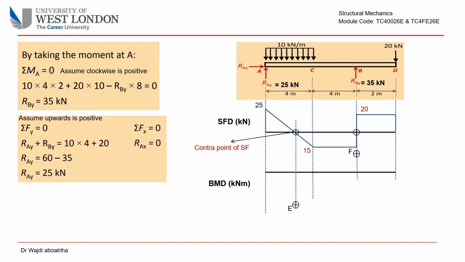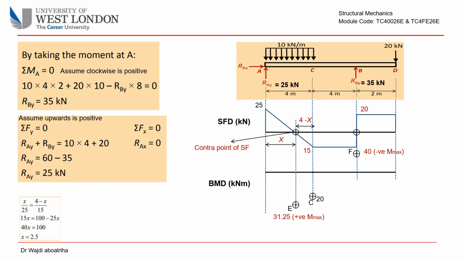Determine the distance x from the contra point to point A in order to calculate the moment at point E. X equals 2.5. Therefore, moment at E equals 31.25 kilonewton meter. Moment at F equals 40 kilonewton meter, and moment at C equals 20 kilonewton meter. Having calculated the moment at each point, let's draw the bending moment diagram.